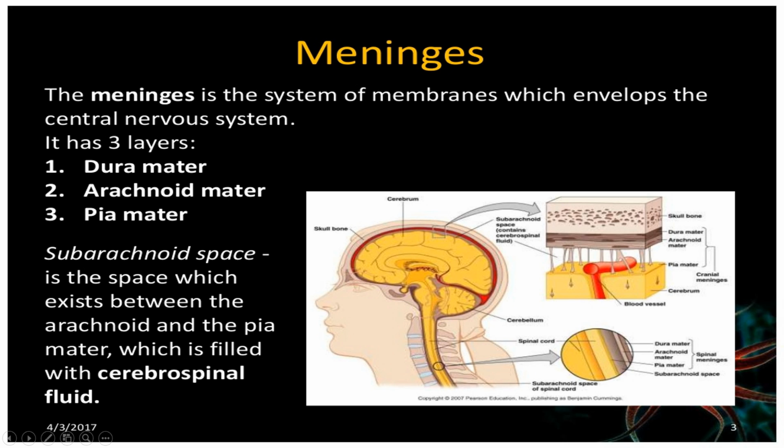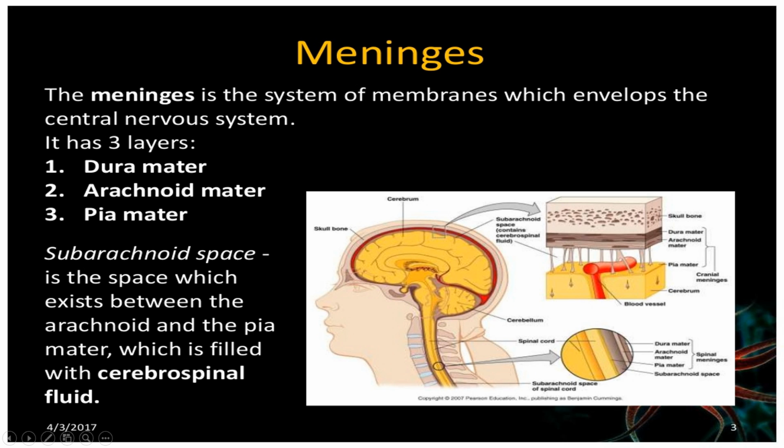So yeah, we can see the three layers of the meninges. This is the dura mater. We can see how thick it is, and under it we have the arachnoid mater, and then this entire place, this is the pia mater.